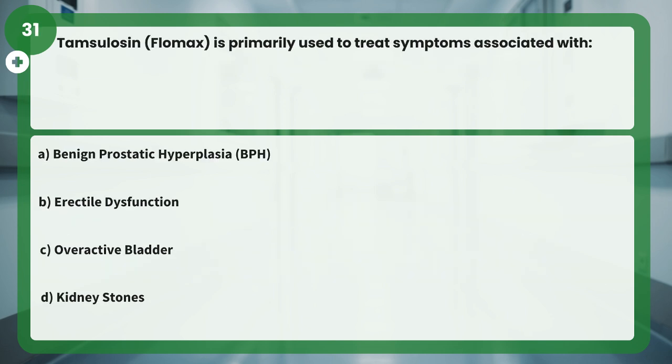Question 31. Tamsulosin Flomax is primarily used to treat symptoms associated with A. Benign prostatic hyperplasia, BPH. B. Erectile dysfunction. C. Overactive bladder. D. Kidney stones.